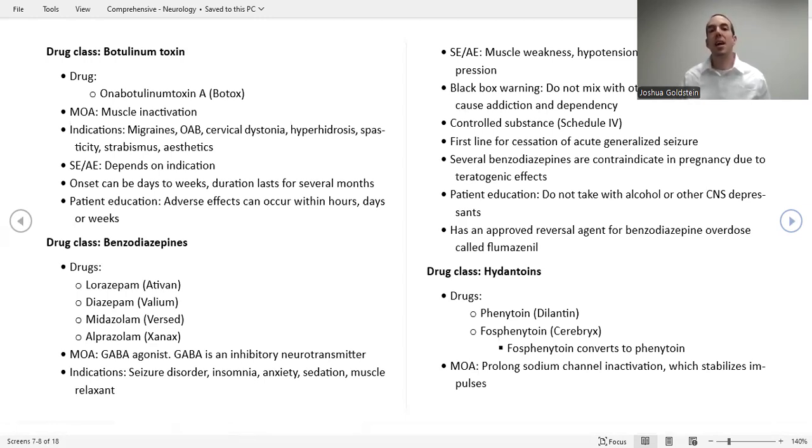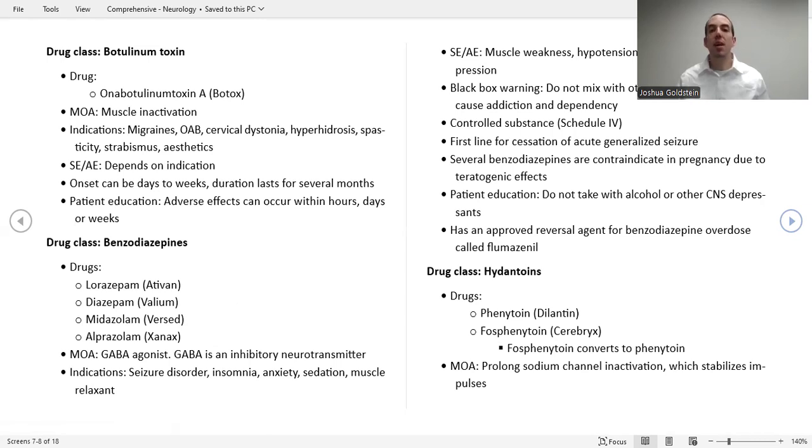The side effects depend obviously on what we're doing. It's going to be very different side effects if we're injecting it for overactive bladder versus if we're doing it for cervical dystonia. This medication generally has an onset from a few days to a few weeks, but the duration of effect can last for many months, which is what the patients are going for. Do keep in mind, just like it has a slow onset and long duration, the adverse effects from this can develop both immediately and over the long term, over days or weeks or even longer.